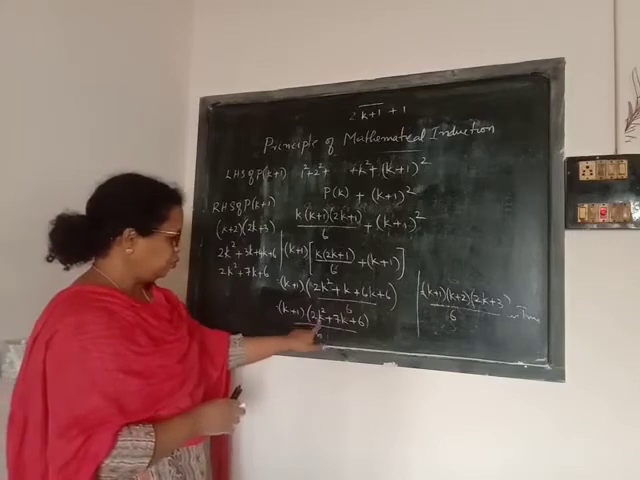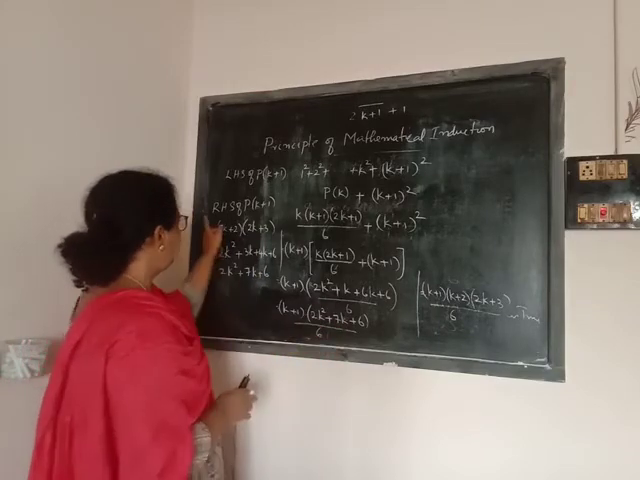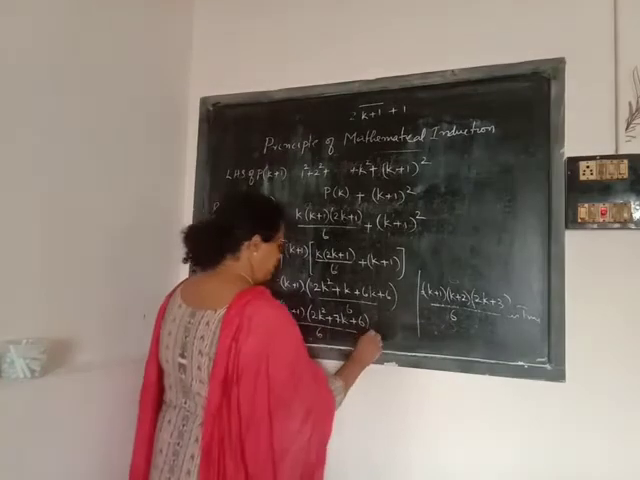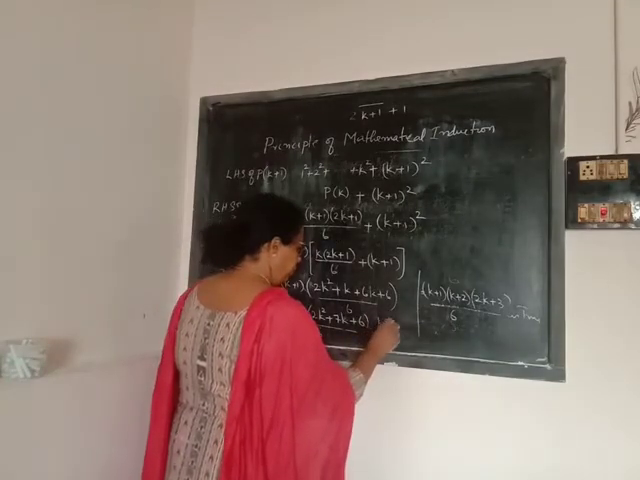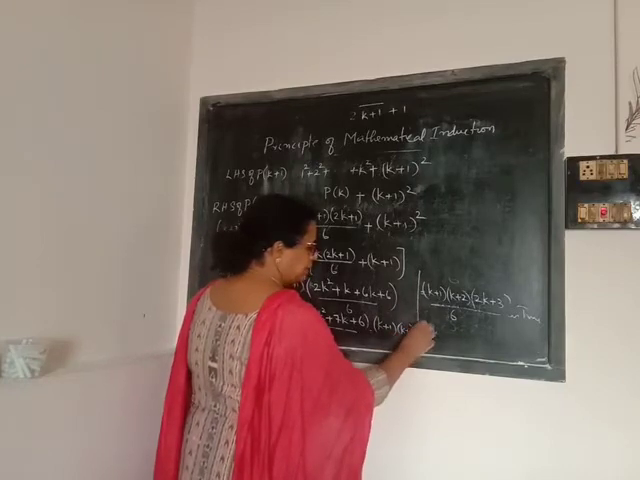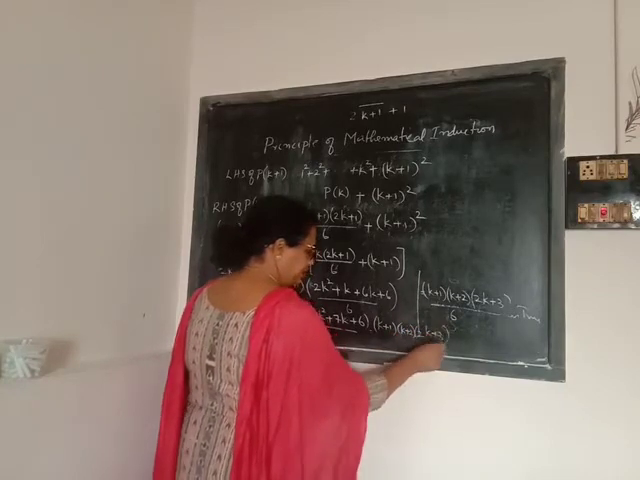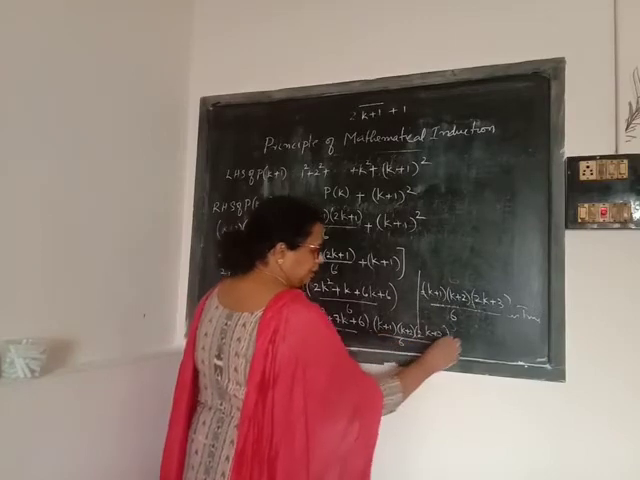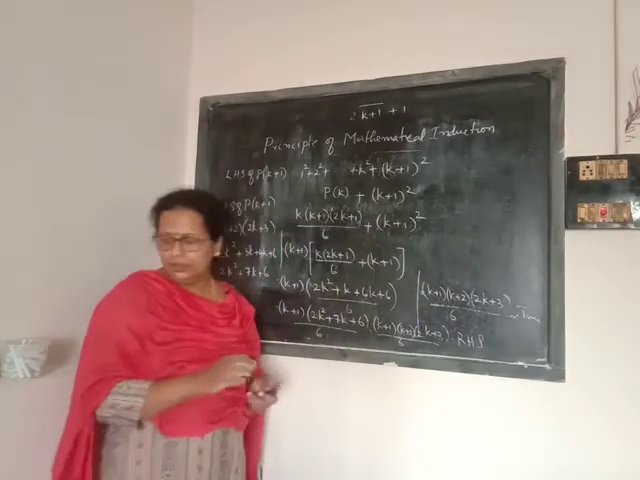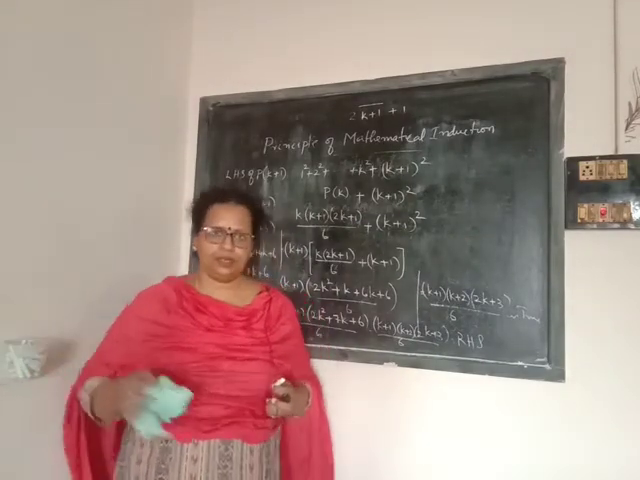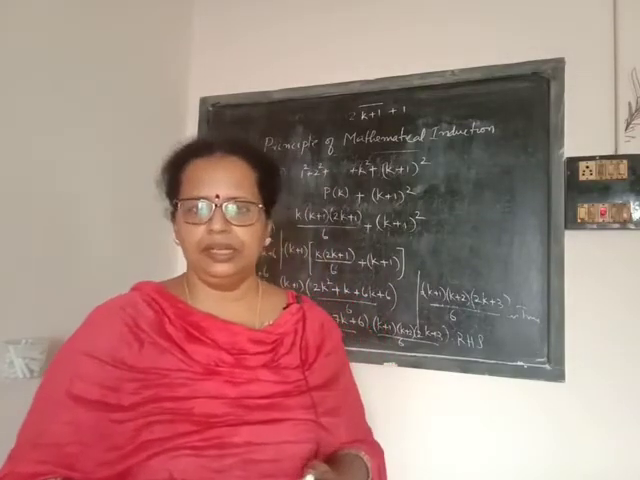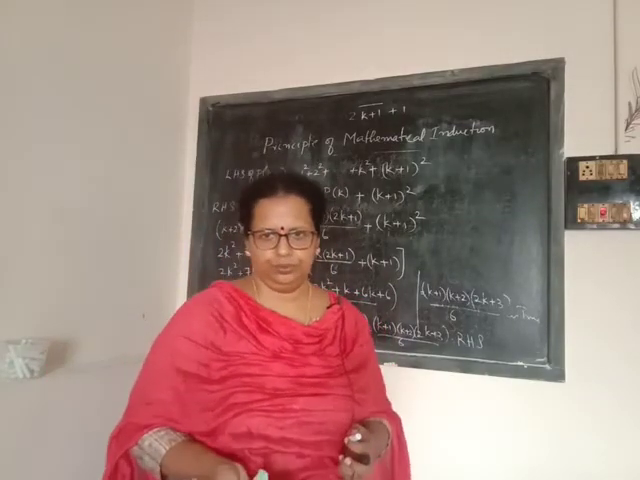So instead of 2k squared plus 7k plus 6, we can write it as k plus 2 into 2k plus 3. So it is equal to k plus 1 into k plus 2 into 2k plus 3 by 6, RHS of P of k plus 1. This means we proved P of k plus 1 is true. Then write what statement? Hence by mathematical induction, P of n is true.